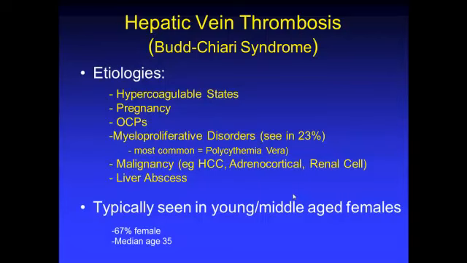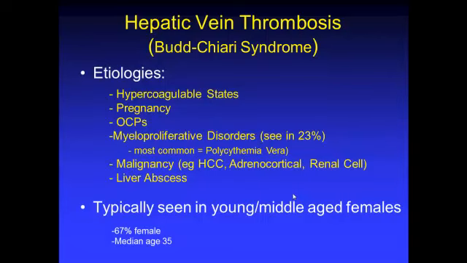Malignancies also certainly increase the risk, particularly hepatocellular carcinoma, which, due to being a cancer and releasing all of the bad things that cancers can release, increases your risk of thrombosis, but also just due to pressure phenomena on the veins, you can see this. And for similar reasons, adrenocortical tumors and renal cell tumors are particularly at risk for this as well. Patients with liver abscesses can sometimes result in stasis of the hepatic veins, and you can get hepatic vein thrombosis in this as well. Once again, very commonly seen in young or middle-aged females, particularly those on birth control pills.